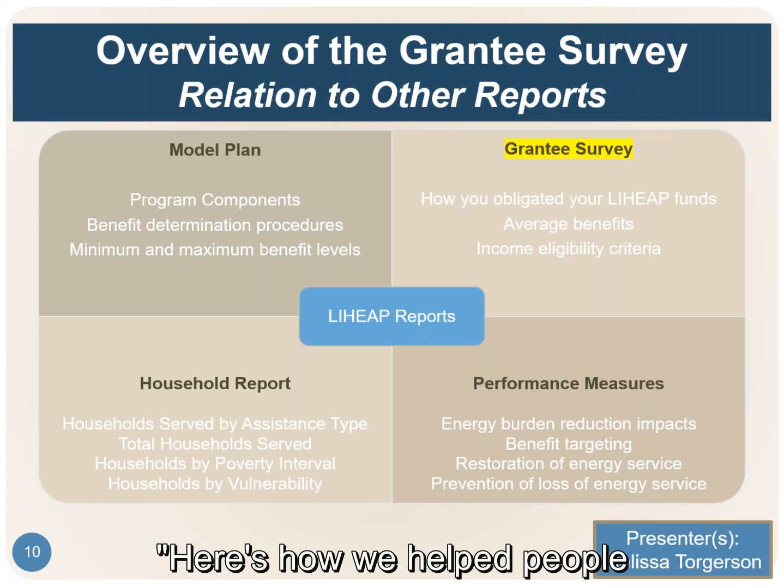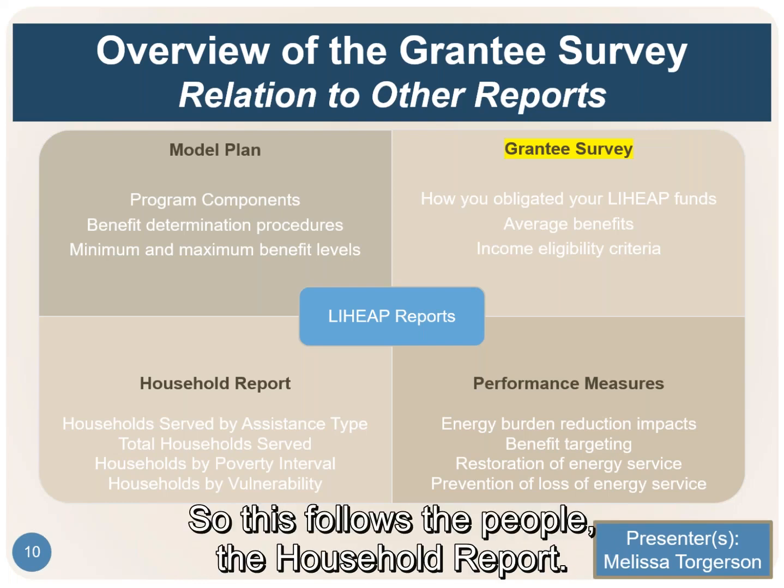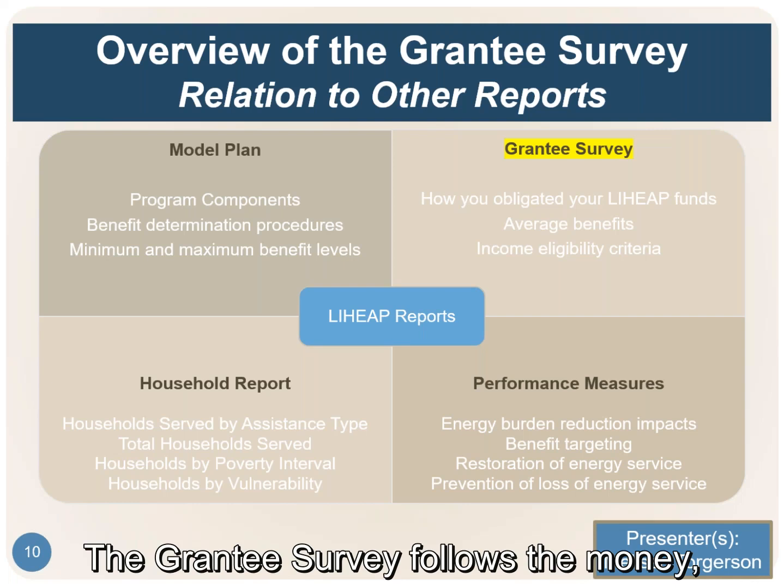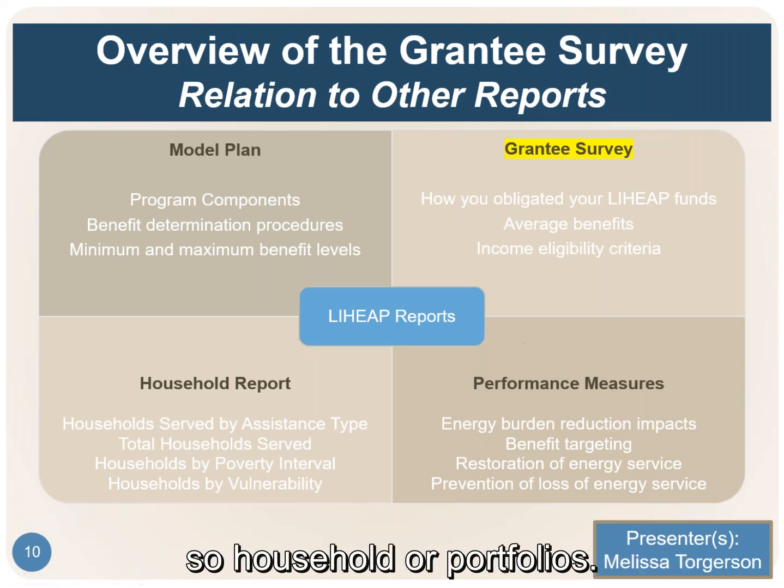Here's how we helped people and who we helped. So this follows the people, the household report. It looks at who you served and how many you served and their characteristics. The grantee survey follows the money. So the household report follows the people.